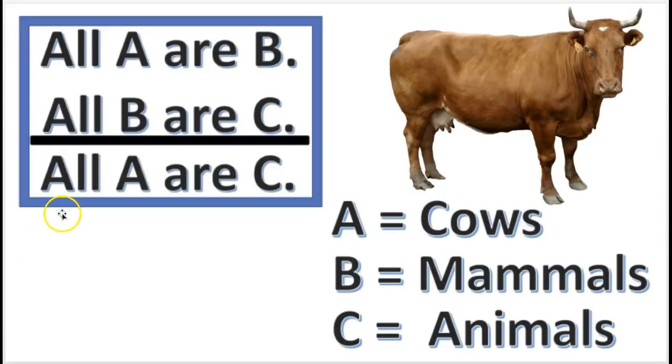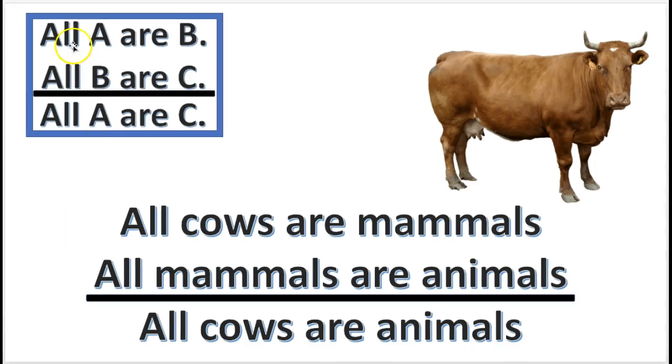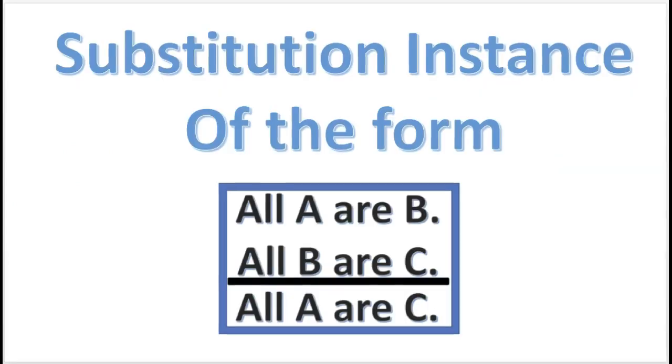Well, if you imagine that you substitute this A for cows, the B you substitute for mammals, the C for animals, etc. So whatever goes here in the argument that you present or somebody else presents, you could just take these terms and substitute them for something else. That's what we're going to be checking out now. For example, this argument would be all cows are mammals, all mammals are animals, therefore all cows are animals. Okay, so when you substitute terms, it's called the substitution instance of the form.